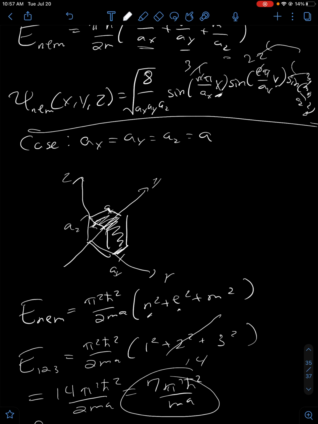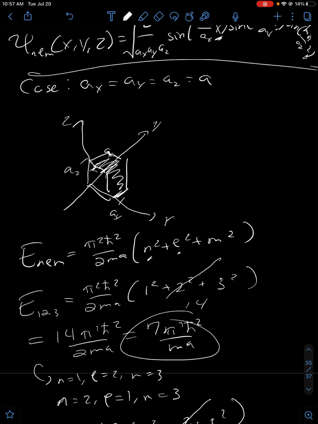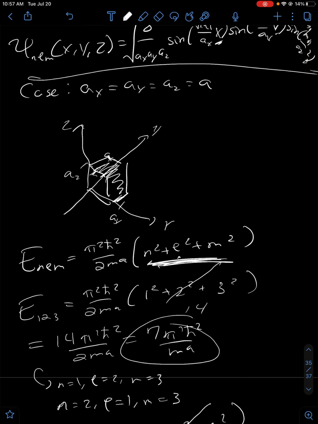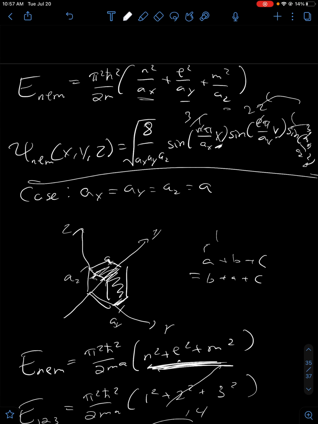Now, why does this happen? Well, this happens because remember, we have n squared, l squared, m squared here. These are all being added together, right? If we have like a plus b plus c, we could just rearrange that. That equals b plus a plus c. So if a was 1, b was 2, and c was 3, you could use any number you want. I'm just using 1, 2, 3. We could instead let a be 2, let b be 3, and let c be 1, and we get the same exact result, since 1 plus 2 plus 3 equals 2 plus 3 plus 1.